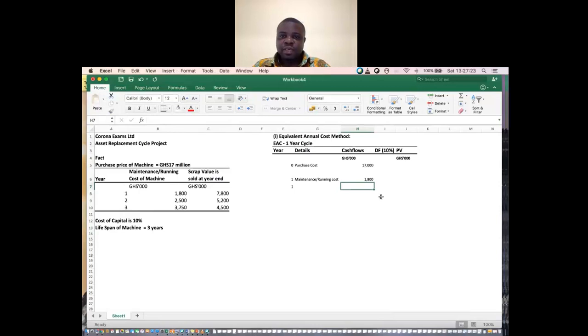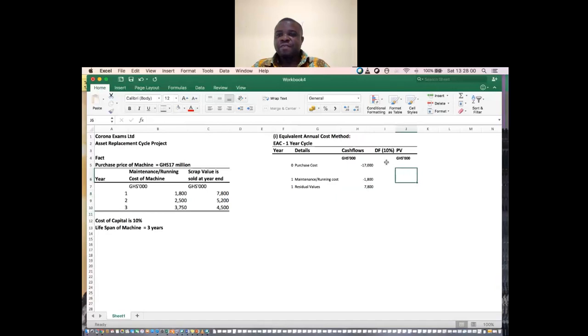So we have 1.8. Then we also have the scrap sale value. Note that these are costs, so they should be negative. This one too is also a cost, so it should be negative. Then you have the residual value. So residual value, the sale will give us a positive figure of 7.8 million, which is that.